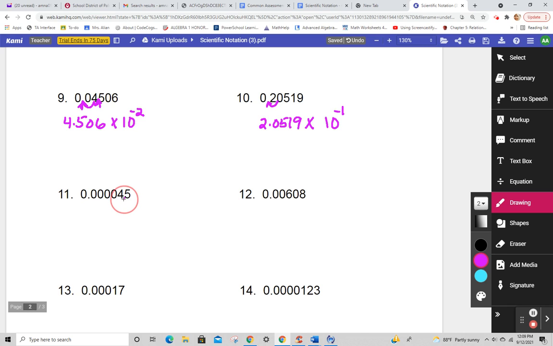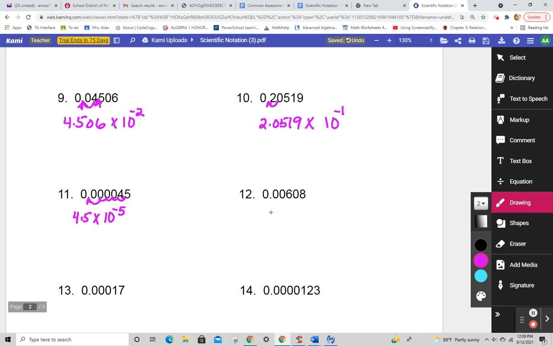We need the decimal point to be right here. So I have 4.5 times 10 to the, since we put it here, but it's originally here, we have to move to the left. 1, 2, 3, 4, 5. We're moving to the left. It's going to be negative. We also know it's going to be negative because this number is smaller than 1. Was it 5? 1, 2, 3, 4, 5. Correct. All right, why don't you pause the video right now and try 12, 13, and 14 and come back and check.